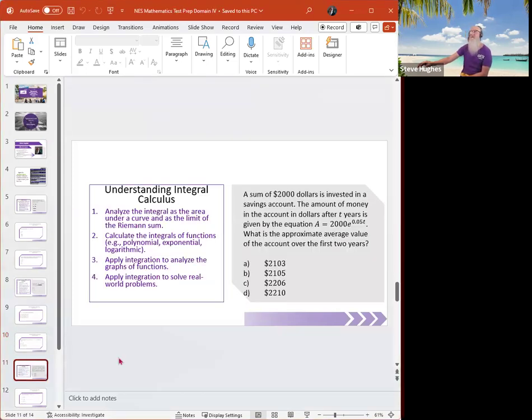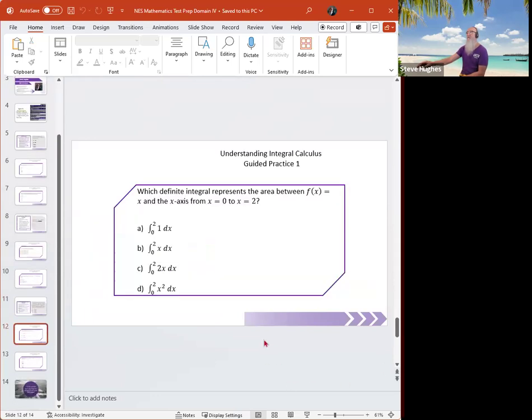All right, next question says, a sum of $2,000 is invested in a savings account. The amount of money in the account after t years is given by the equation A equals 2,000 e to the 0.05 t. What is the approximate average value of the account over the first 2 years? Everybody, what do we want to remember?